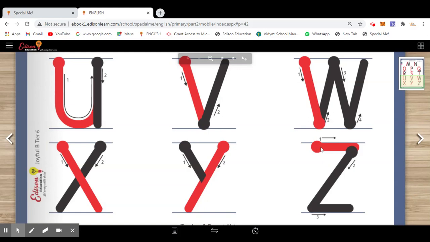So now students, to trace it, first of all you have to make a sleeping line and then a slanting line and then again a sleeping line. So this is uppercase letter Z and Z is the phonic sound of letter Z. Is it clear to you?